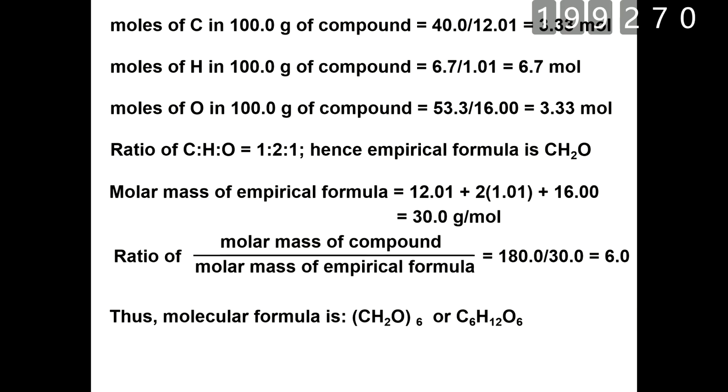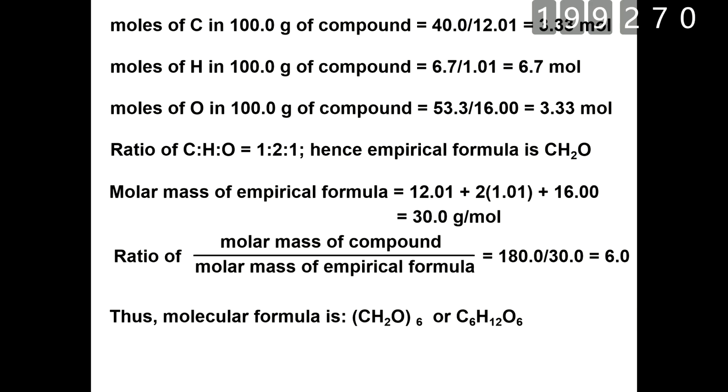So basically, we know the percent of the carbon, hydrogen, and oxygen. So you can calculate their mole numbers, okay? And then when we know their mole numbers, we can get the ratio of carbon, hydrogen, and oxygen is 1 to 1 to 1. So we can get the empirical formula.